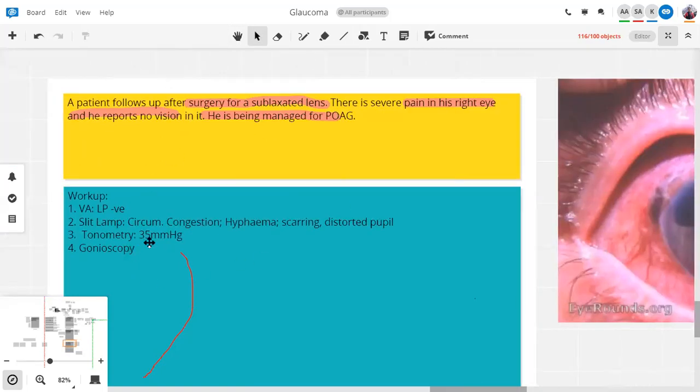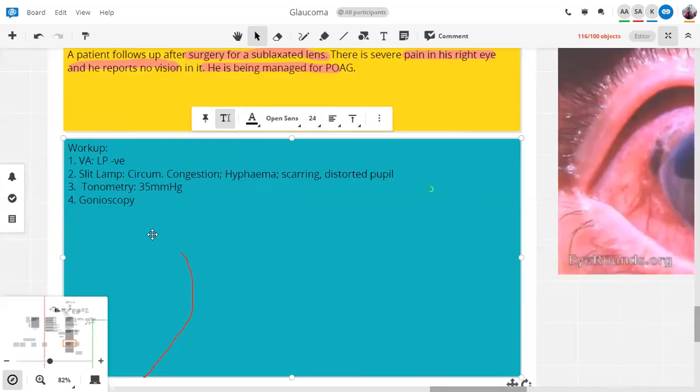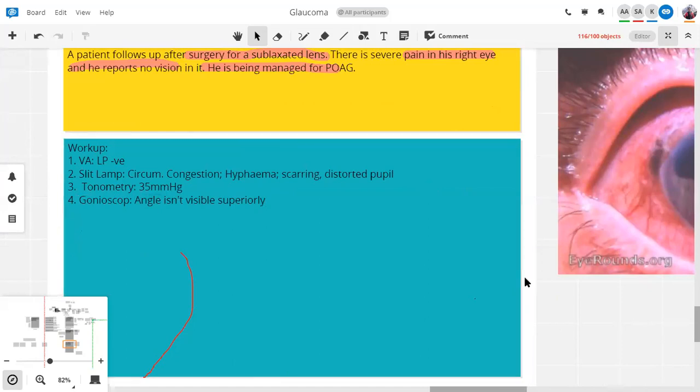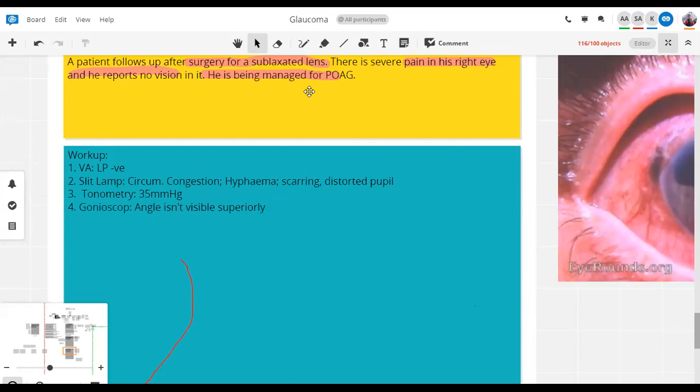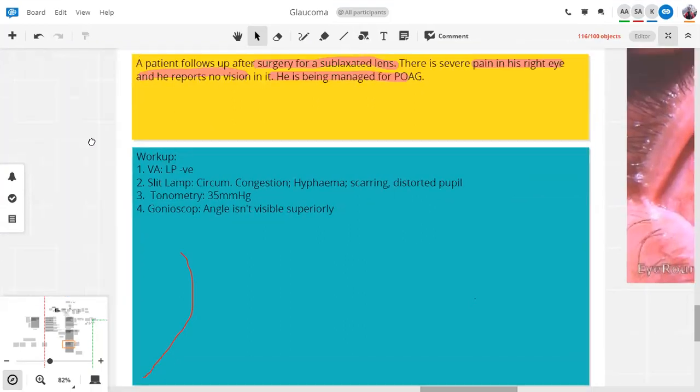So, gonioscopy: the angle is invisible in the superior quadrants. Should we do anything else, or do you have a probable diagnosis in your mind? I'll answer this. Do you have any other investigation or examination in mind, or do you think we have our diagnosis?